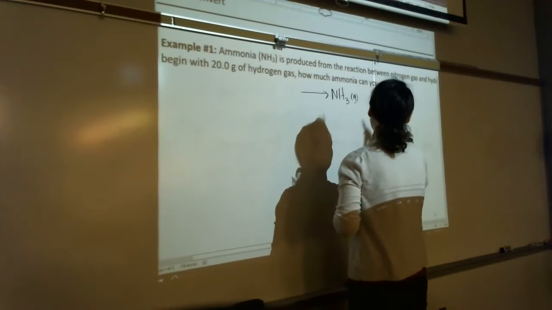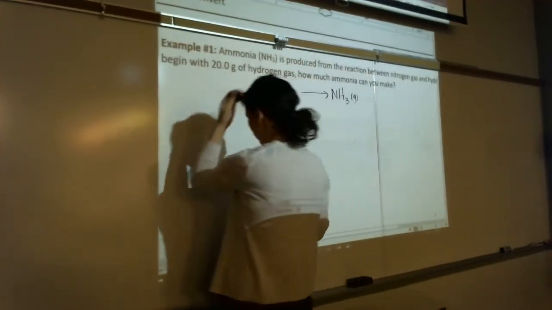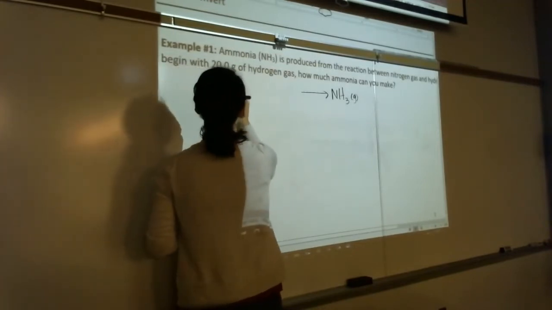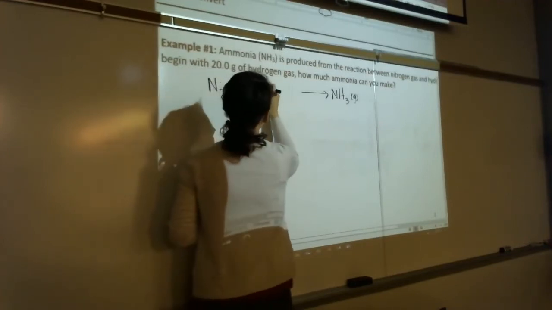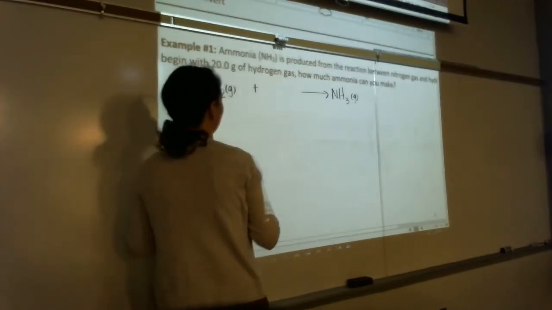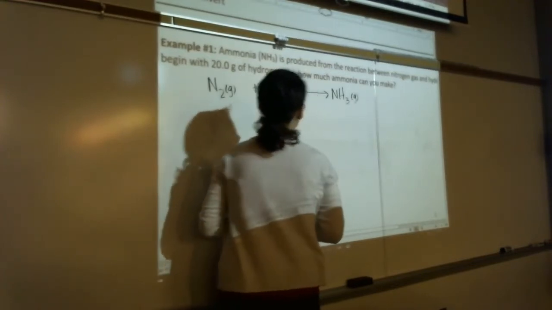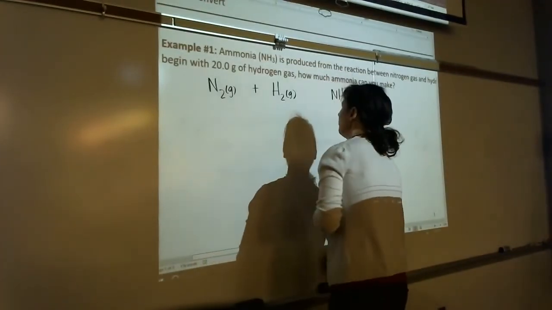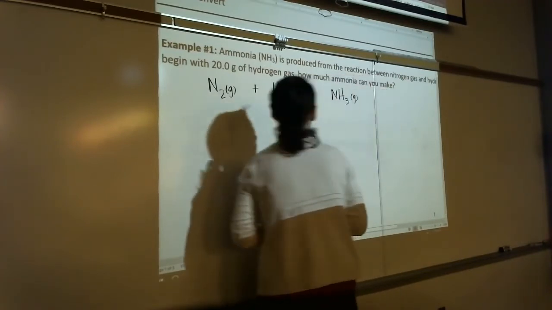It's produced from the reaction between nitrogen gas. Okay, so what's the formula for nitrogen gas? N2, good. Remember, nitrogen as a gas is diatomic. And hydrogen gas, what's the formula for it? H2. All right, we produce NH3. Give myself some room to put coefficients in here. All right, so is this balanced?